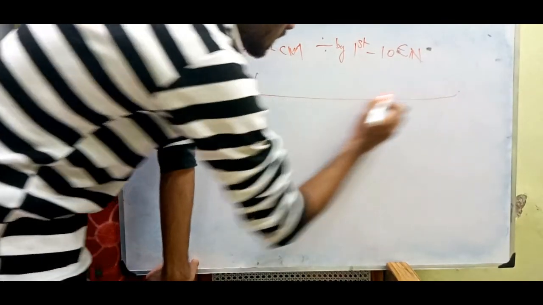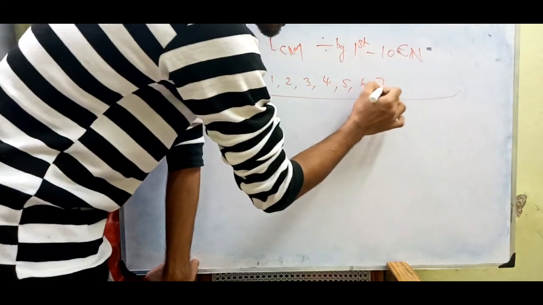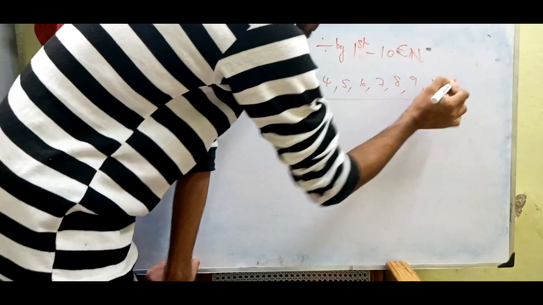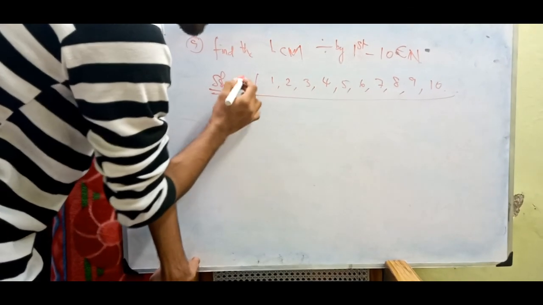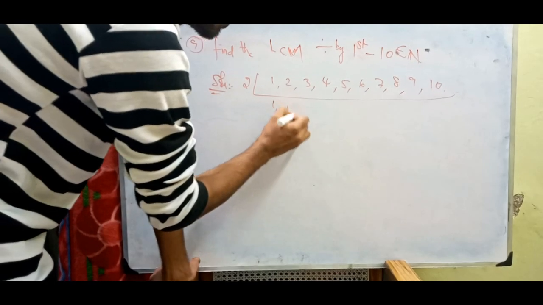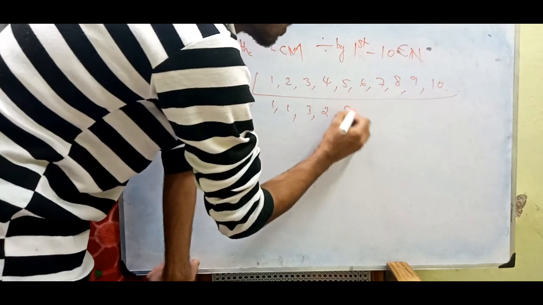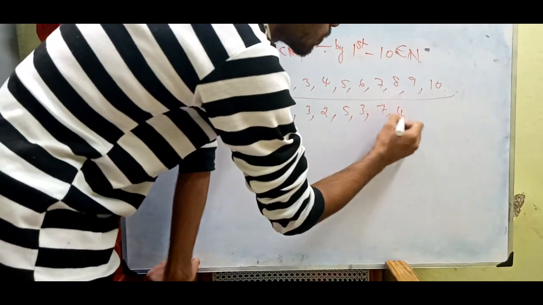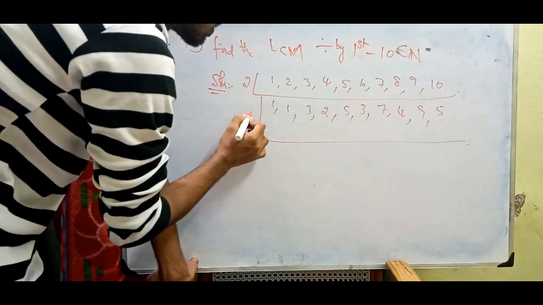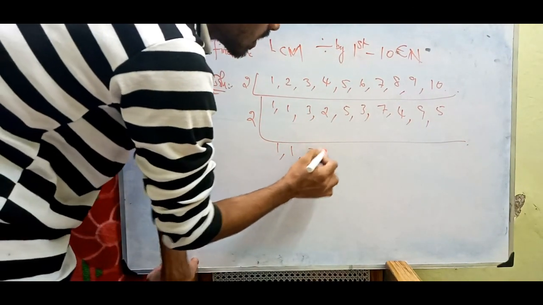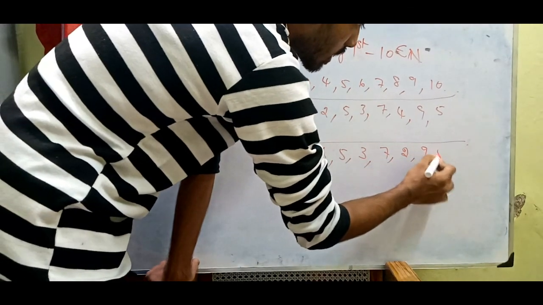So I'm going to take the LCM for 1, 2, 3, 4, 5, 6, 7, 8, 9 and 10. Got it? So for 1 we don't need it, it is already 1. So for 2, let us take 2 1 time. So this is not going to divide. So 2 times 4, 5, 2 3 times 6, 2 4 times 9 and 2 5 times. Got it? So let us take another one. So 2 1 1 3 1 5 3 7 2 9 5.